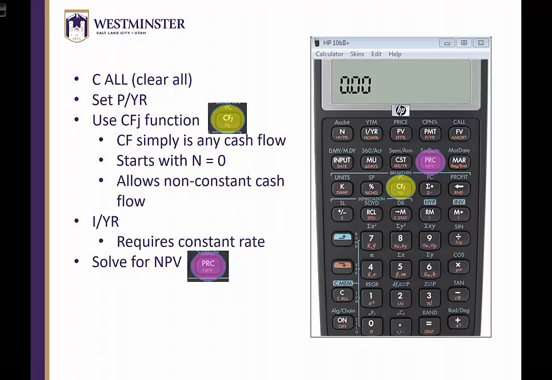And every time you use this function, you need to make sure that the calculator is cleared, because every time you press CFj, it adds one more period of time. And if you haven't cleared the calculator, you might have put in 13 periods in your prior calculation, and now if you haven't cleared it, every time you press CFj, it's going to start at 13, not at 0. And then we're going to solve for net present value. So we're going to do red NPV to solve.